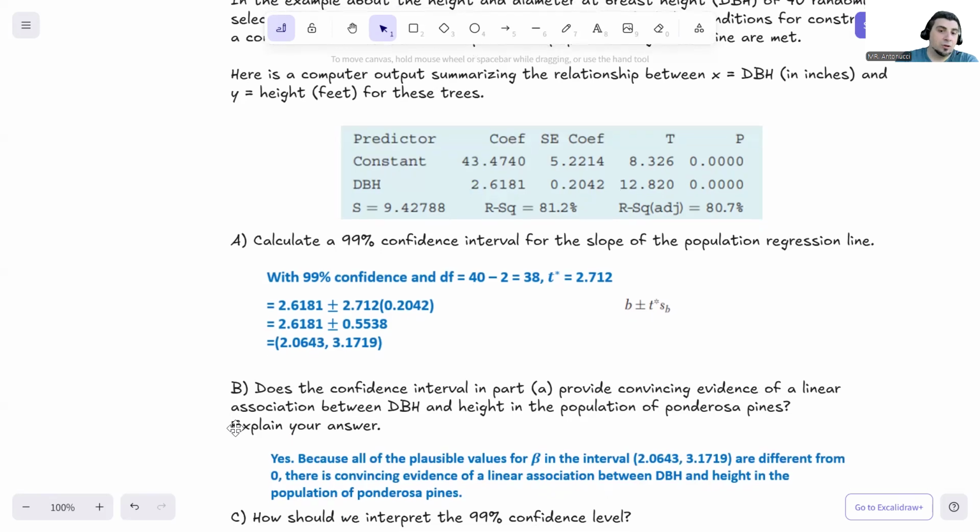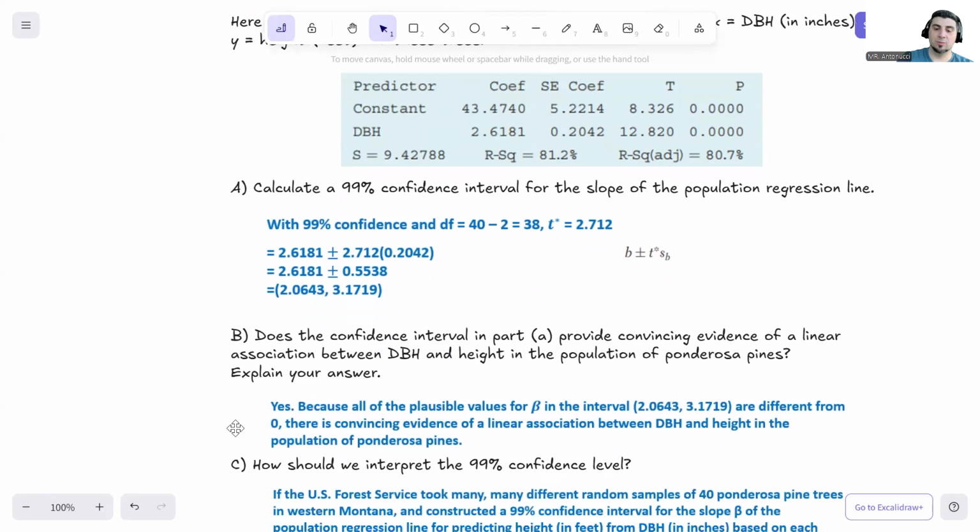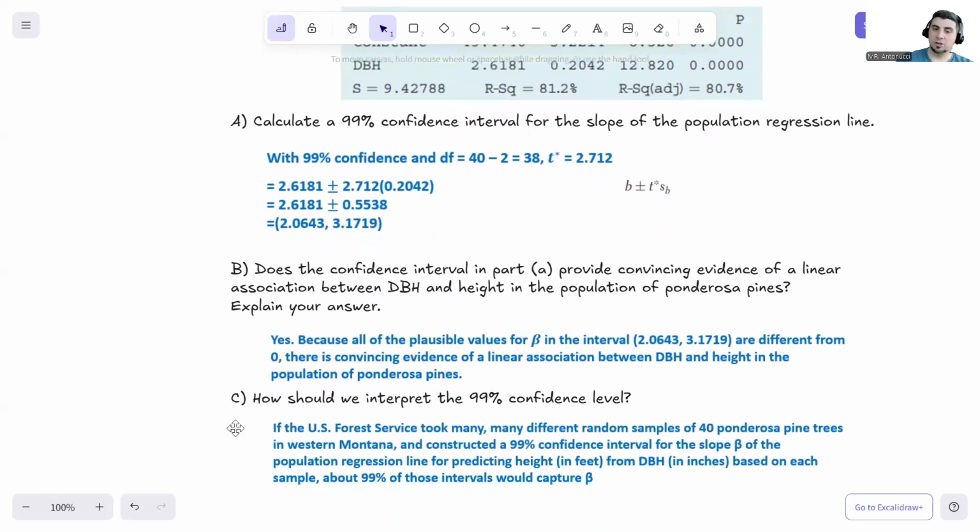Now, we want to know, how do we interpret that confidence interval? Here's how we do it. If the U.S. Forest Service took many, many different random samples of 40 ponderosa pines in western Montana and constructed a 99% confidence interval for the slope beta of the population regression line for predicting height in feet from DBH in inches based on each sample, about 99% of those intervals would capture beta.